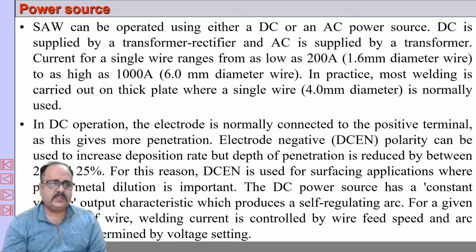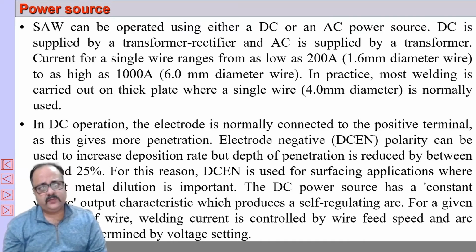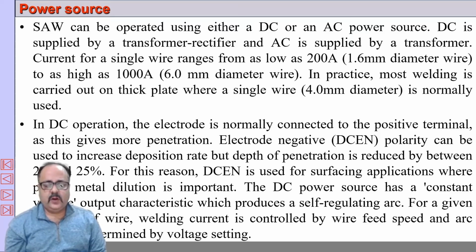So power sources, as I have said, submerged arc welding operates with DC or AC. When you are using DC, the electrode is connected to the positive terminal, so that gives us more penetration. We can use DC electrode negative to obtain more deposition rate. But here our intention is to obtain more penetration to weld thick metal plates. So therefore, when using DC, we normally use electrode positive.